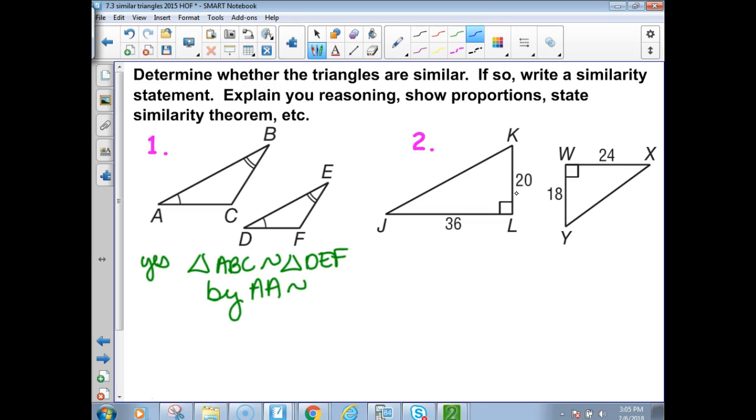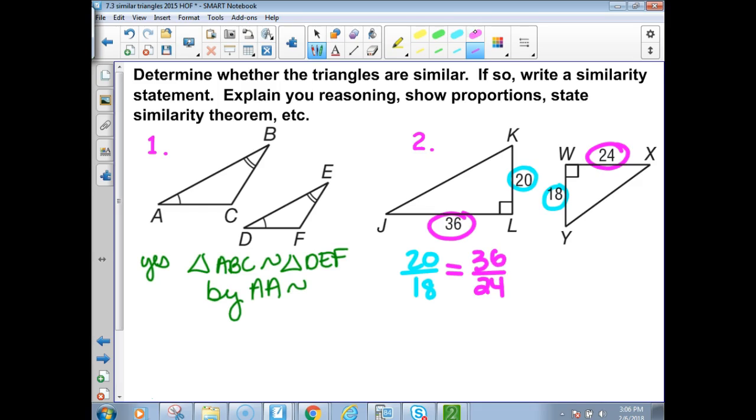We don't know if they're similar yet. We have to compare the sides. So sometimes people get confused as to which side should go together or which side should be compared. So think like this. Smallest side is 20 on this one. The smallest side on the second figure is the 18. So I'm going to do 20 over 18. I want to see if it's equal to 36 over 24. So we write the proportion.